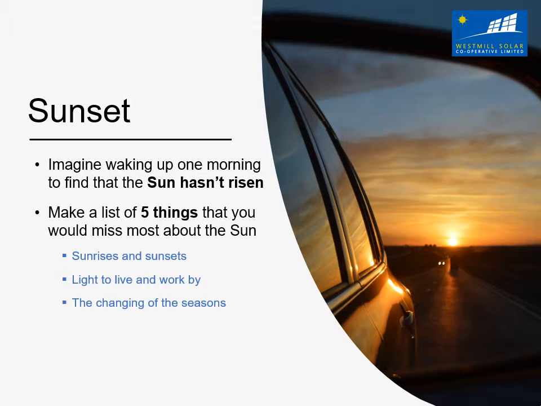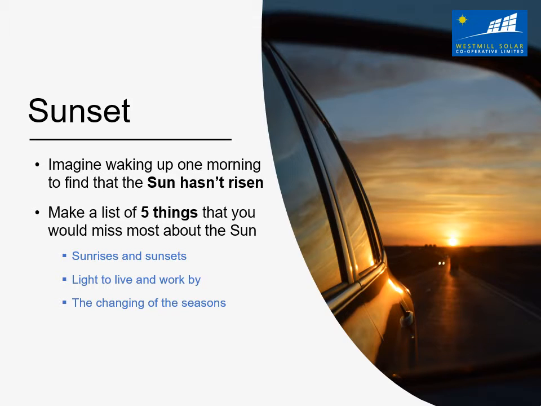Now we have seasons because the Earth is tilted slightly on its axis, so as it orbits the sun, some areas receive more sunlight at different times of year. So for us in the northern hemisphere, when the North Pole is tilted more towards the sun, it's summer, and when the South Pole is, then we have winter.